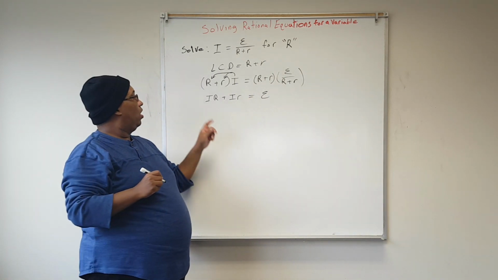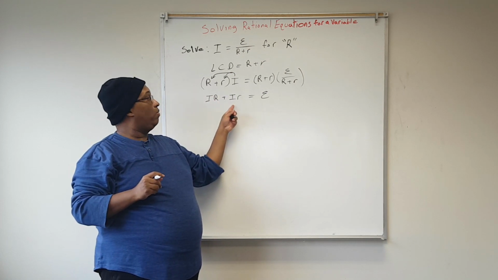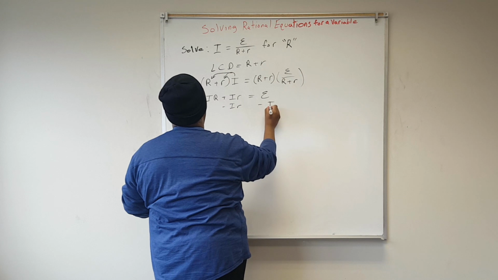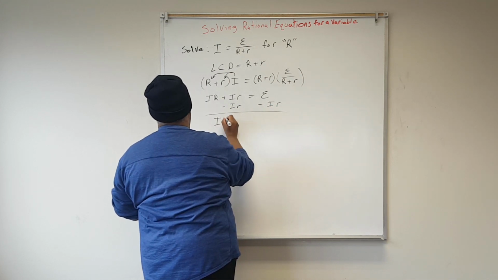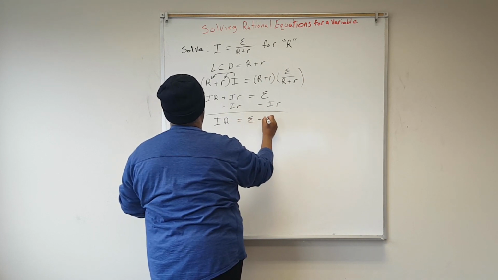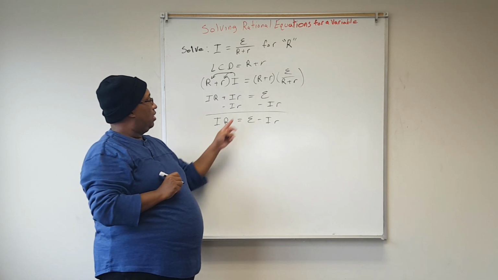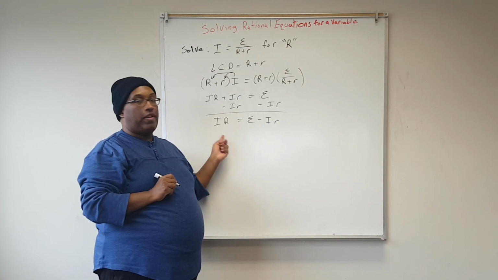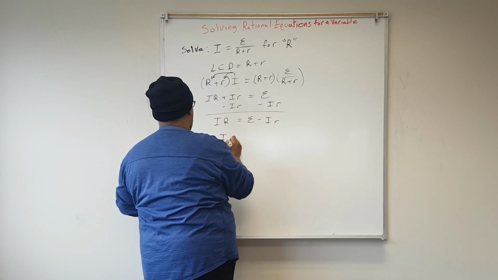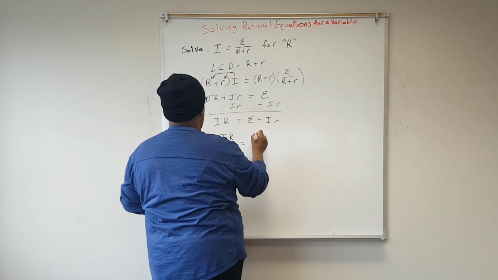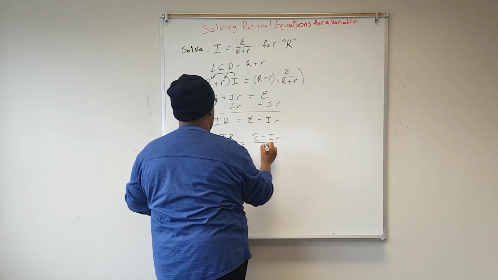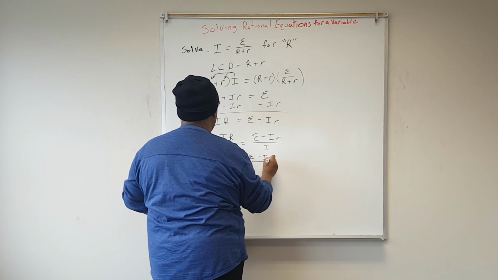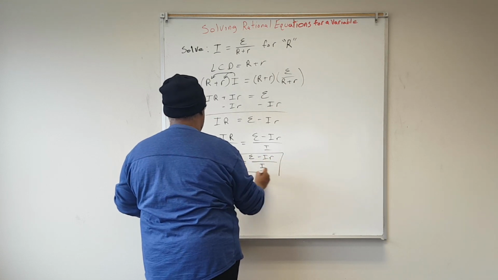because this denominator cancels. Now, if I want to get capital R by itself, I need to move Ir over. So I will subtract Ir from both sides. I capital R equals E minus I lowercase r. These are not like terms, so we can't combine any further than that. But I can isolate capital R by dividing by I. So I capital R all over I equals E minus I lowercase r all over I. Capital R is now isolated. E minus Ir all over I is the answer.